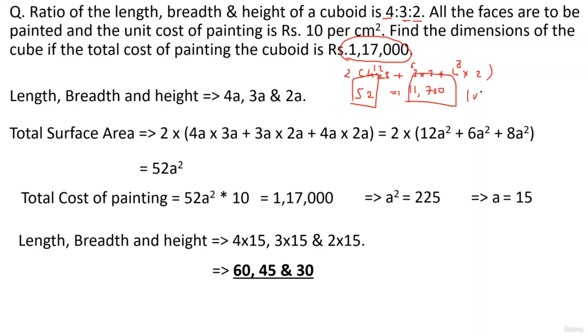So what is 1 unit square? 1 unit square is 11,700 divided by 52. Now, if you know tables, guys, things are very easy. From the table of 13, 13 9s are 117, 0 0, and 13 4s are 52. Okay, this will cancel and you get 225. So you get 1 unit square as 225. So how much is 1 unit? Taking square roots on both sides. So if 1 unit is 15, okay, then how much are 4, 3, and 2 units, guys? 4 into 15, 3 into 15, 2 into 15.